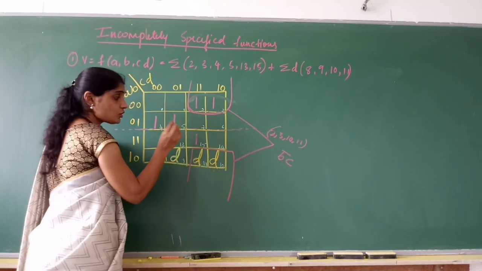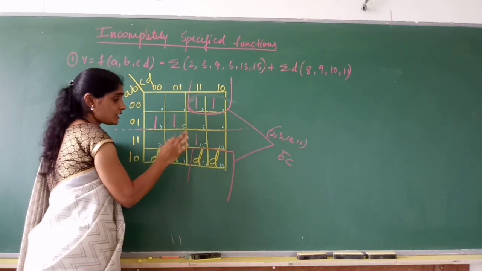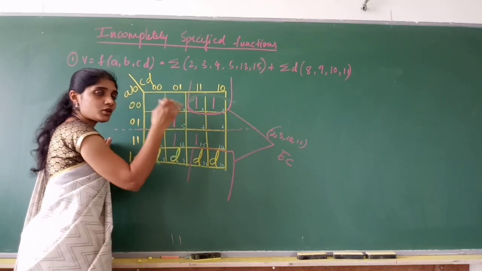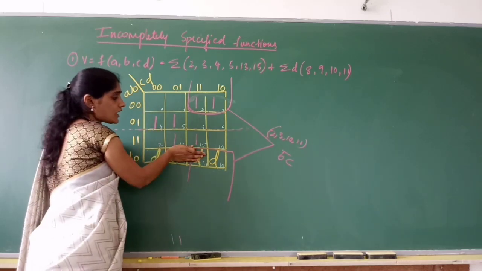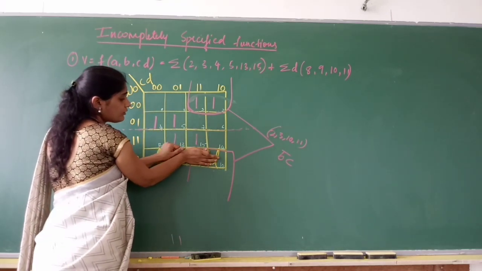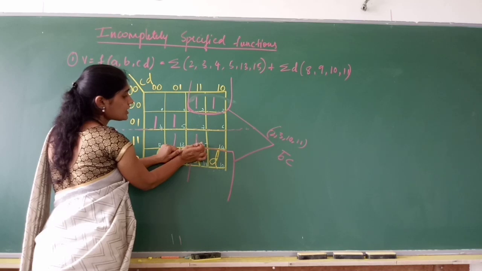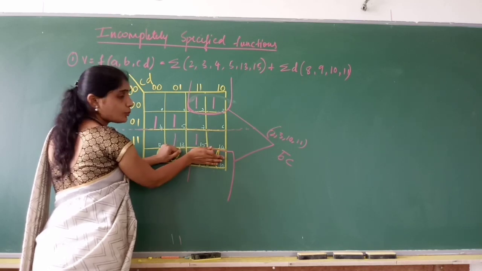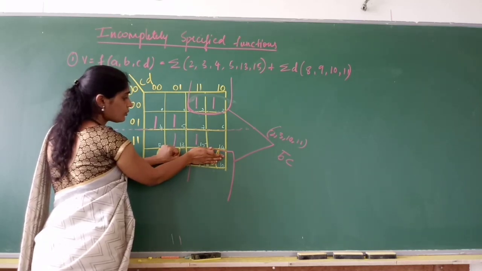13 and first you have to look at the mean terms. Then the second step, you can go for don't care terms. Forget about the don't care terms, just look at the mean terms. How do I group 13 and 15? 13 and 15 form a group, right? 13 and 15 form a group.